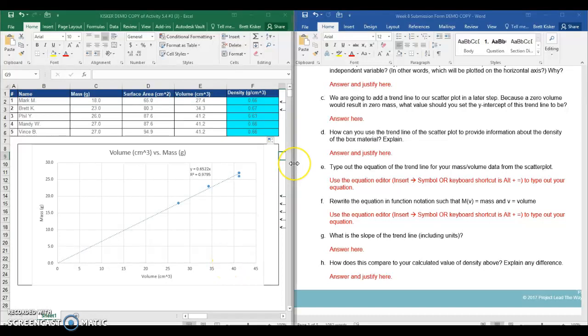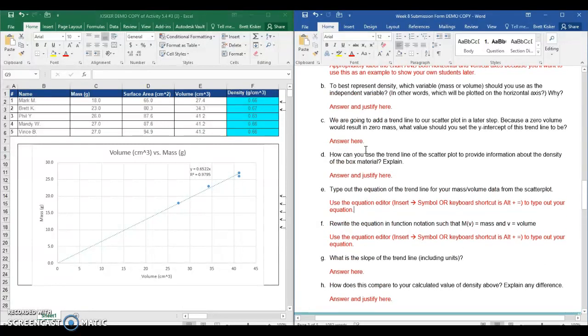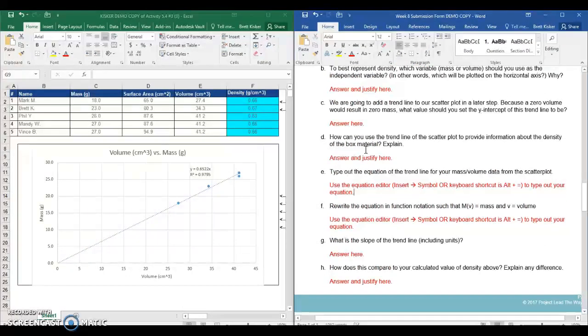Hi everybody, in this video I'm going to keep going. This is activity 5.4. We're talking about our submission form here. We've done basically all the steps in the first two videos about using the trend line and some things like that. So we've gone through step C, reading through here, how can the trend line of the scatter plot let you get that from the answer key in the teacher resource guide.